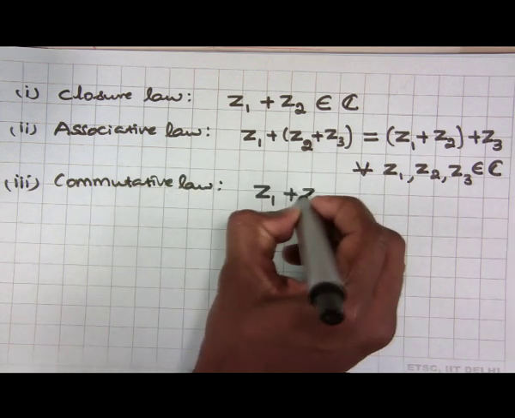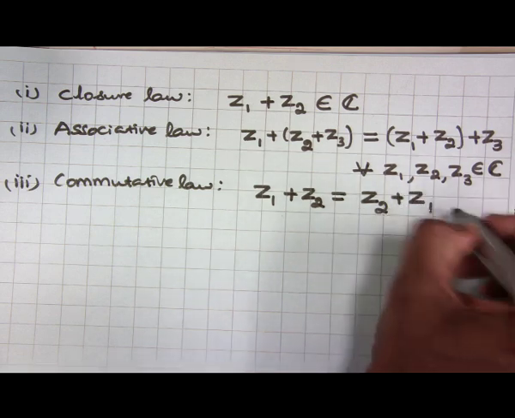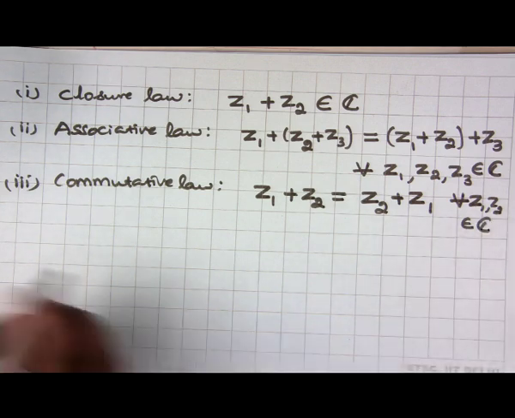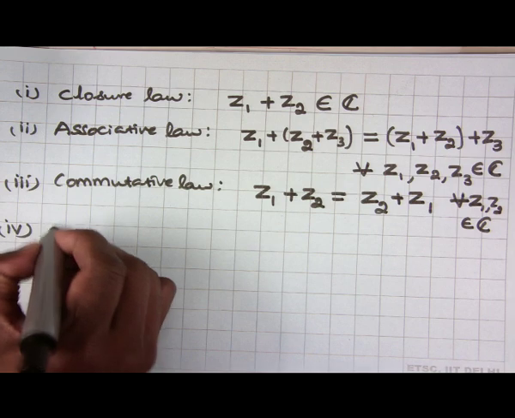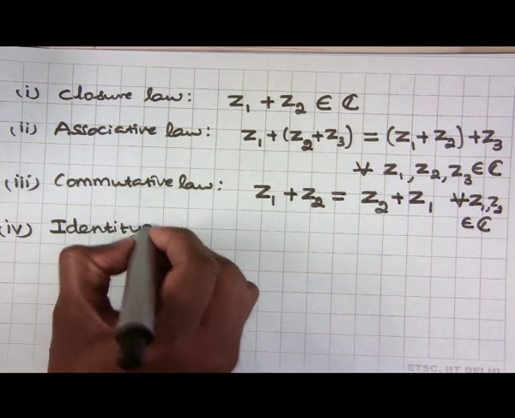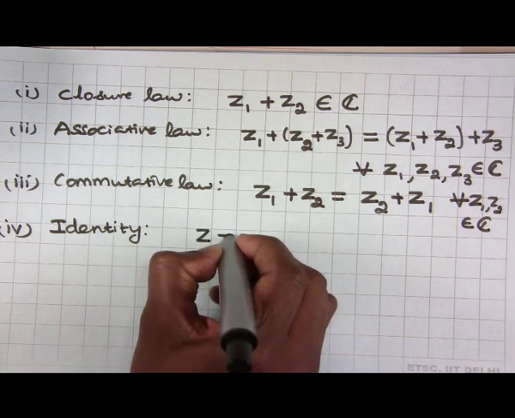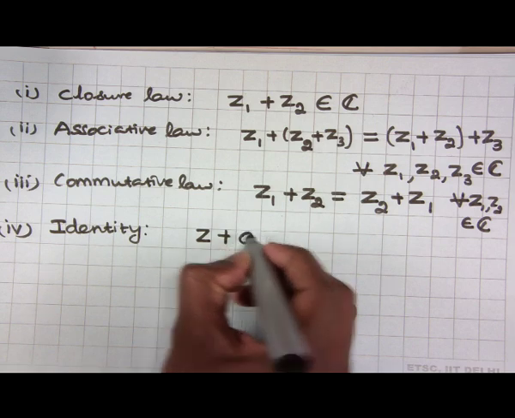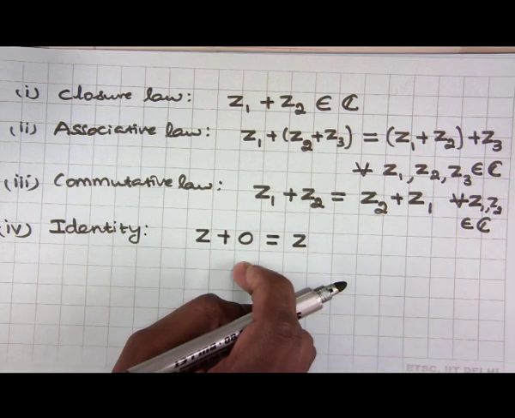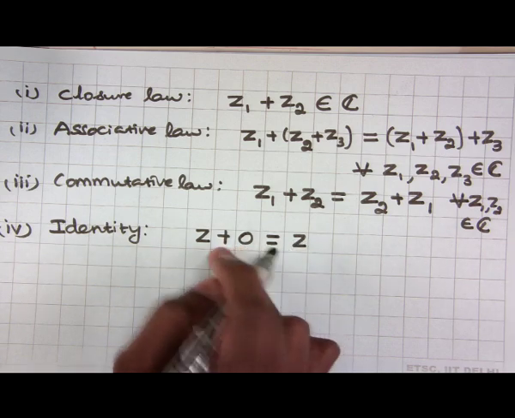Z 1 plus Z 2 is the same as Z 2 plus Z 1 for every Z 1, Z 2 in complex numbers. Fourth one, an identity element exists with respect to this operation. What we need is that when we consider a complex number and add something, we get back the same element. Because of the commutative relation, we need not write 0 plus z again. So here we found that 0 is the identity element with respect to this plus operation.